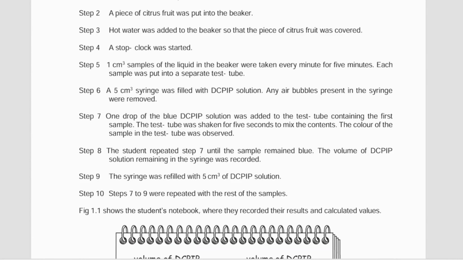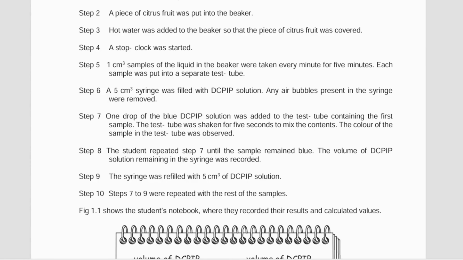So one drop of blue DCPIP was added to the test tube containing the first sample. Okay, now we have added it dropwise. The test tube was shaken for 5 seconds to mix the contents, and the color was observed. What would the color be if vitamin C is present? DCPIP is blue in color. What would be its final color if the test is positive? It turns colorless. And the more vitamin C there is, the faster the color will disappear.